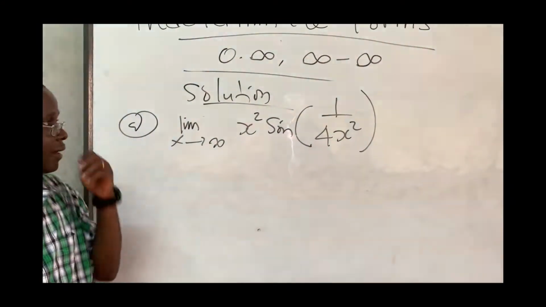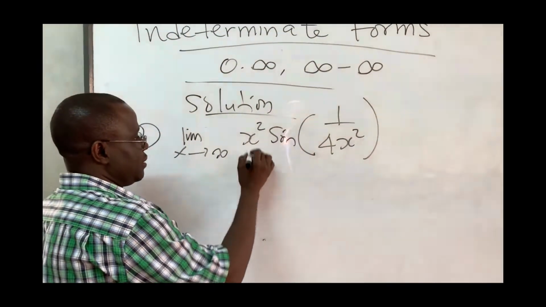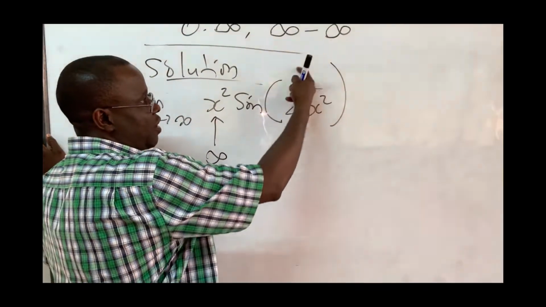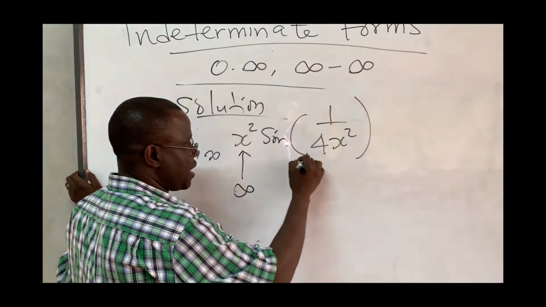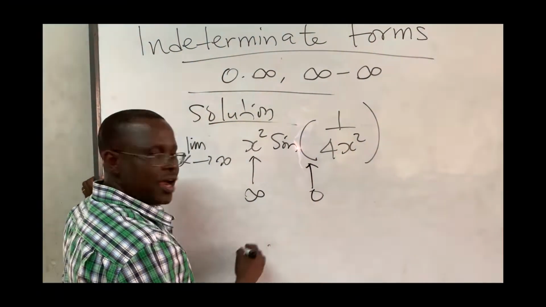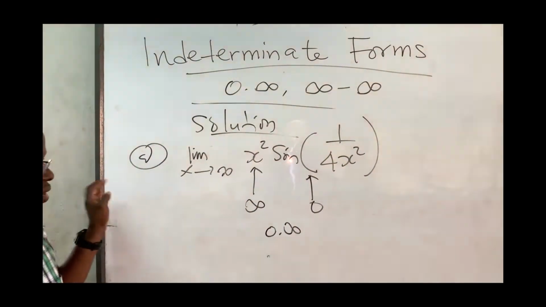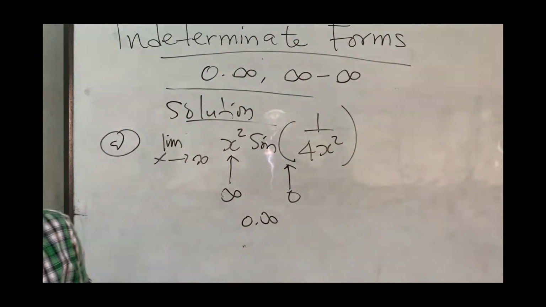Now notice that as x goes to infinity, this guy goes to infinity. As x goes to infinity, all of this goes to 0. Sine of 0 is 0, so this guy is going to 0. So you have the form 0 times infinity, or infinity times 0. That is the form that you get if you just do it directly.